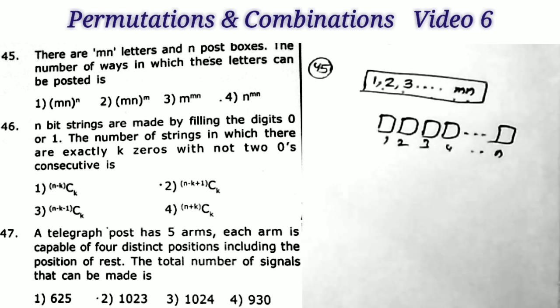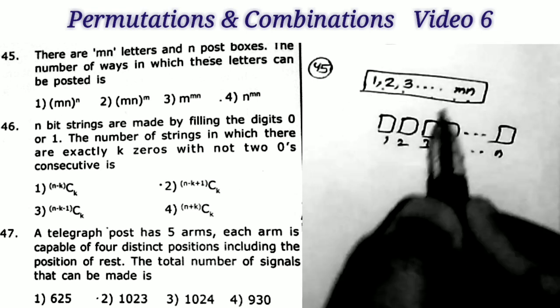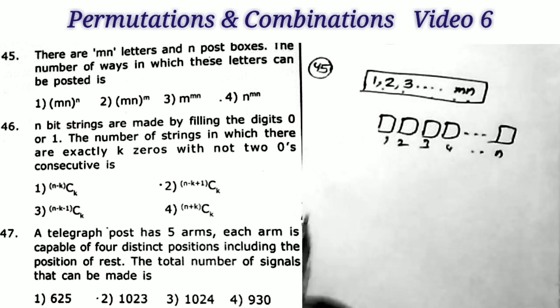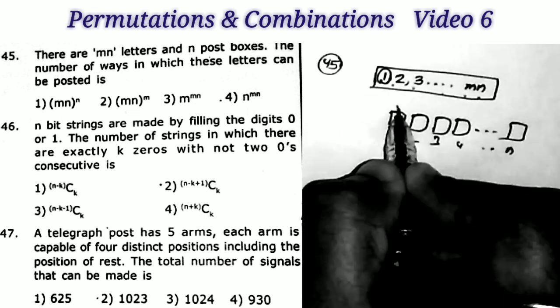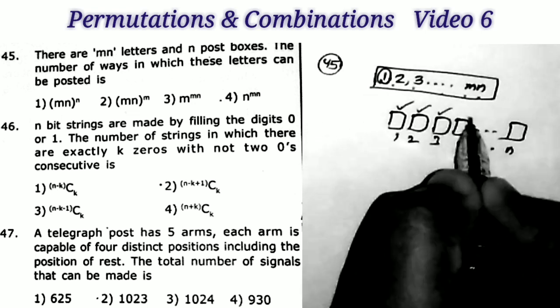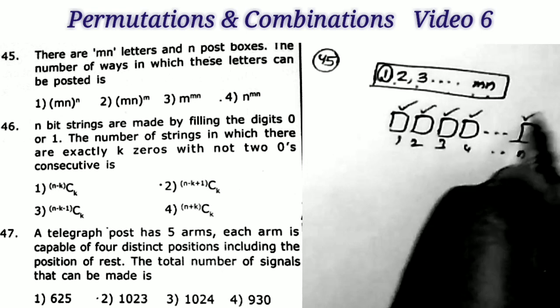What is the given question? The number of ways in which these letters can be posted. Now, the number of ways in which these letters can be posted. Okay, listen. So, we can post the first letter either in the first box or second box or third box or fourth box and so on, up to the nth box.